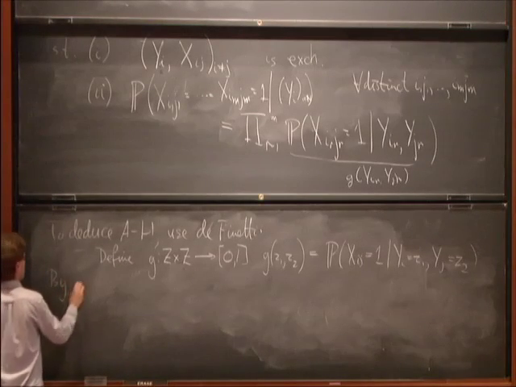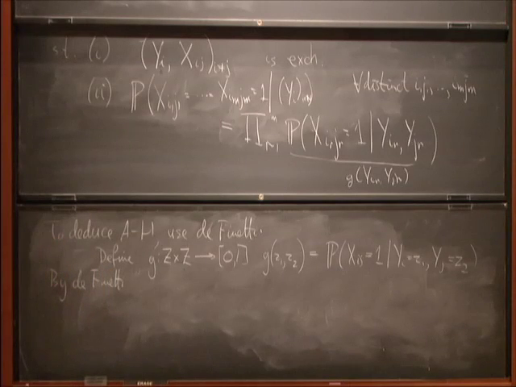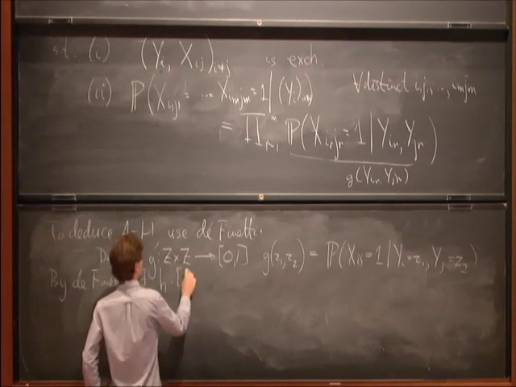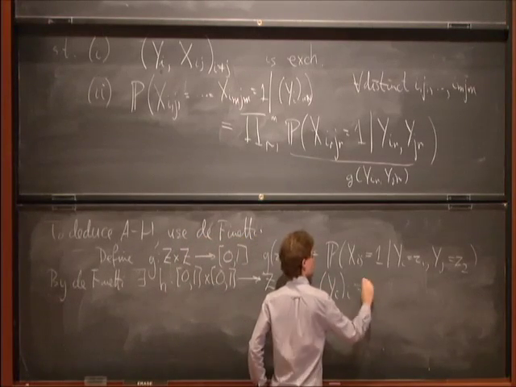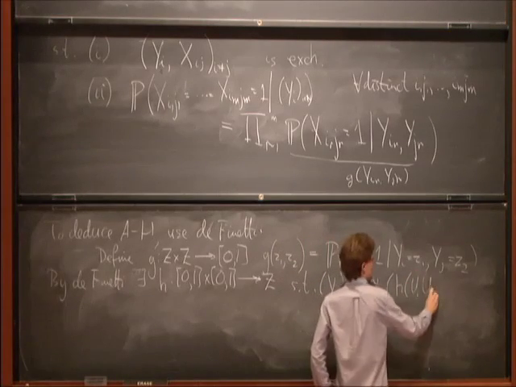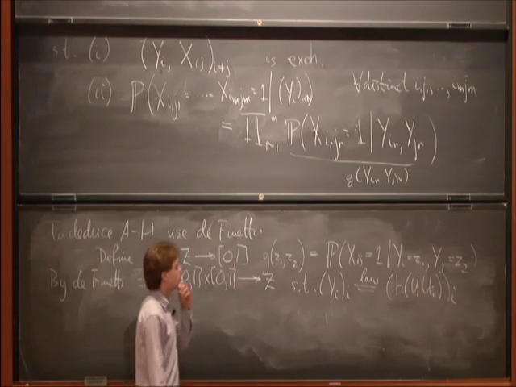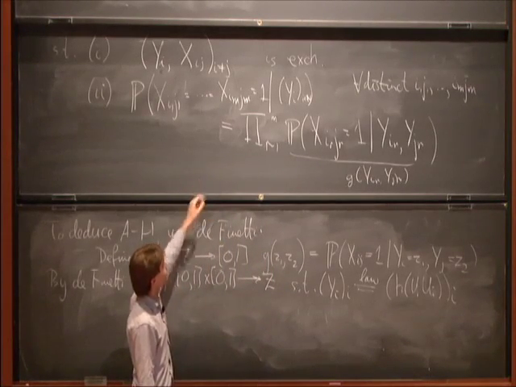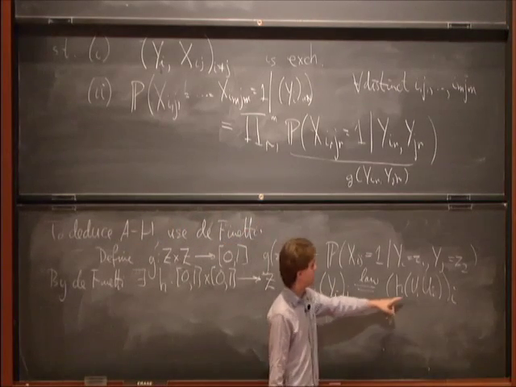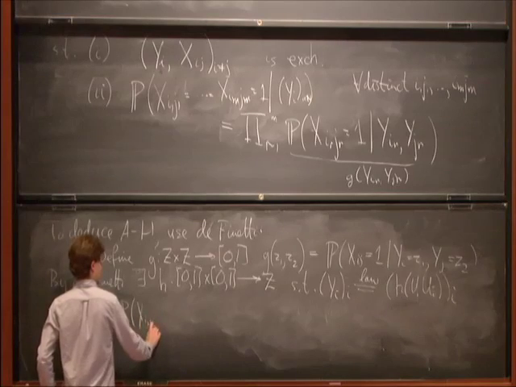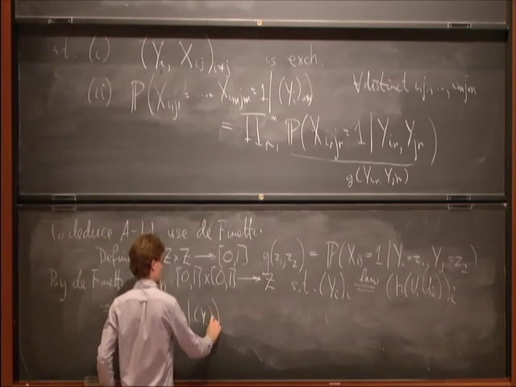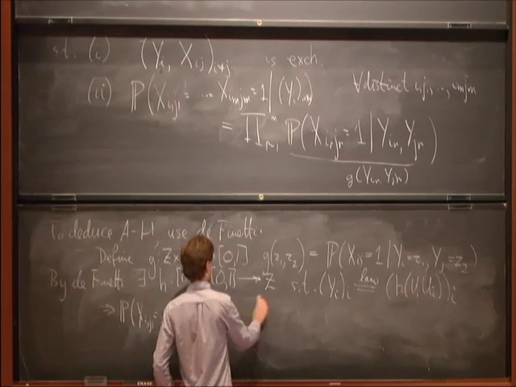But now by de Finetti, because the yi's are an exchangeable sequence, I know how to represent those. So there is some function h from the interval times the interval to z, such that this sequence has the same law as this sequence, h of u, ui. So now all I'm going to do is say, well, if these are actually equal, then I get an equality in law if I feed this into here. So that implies that the probability of x equals 1, given the yi's, is equal in law to the product.